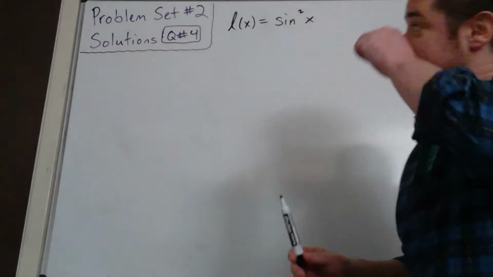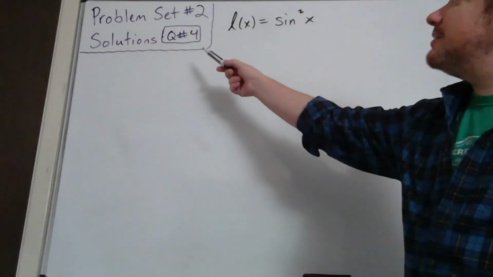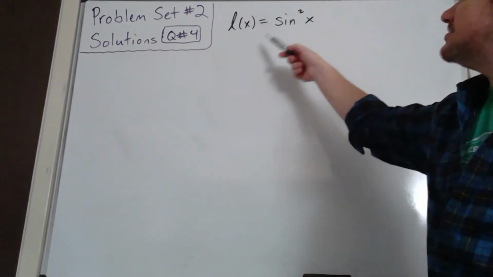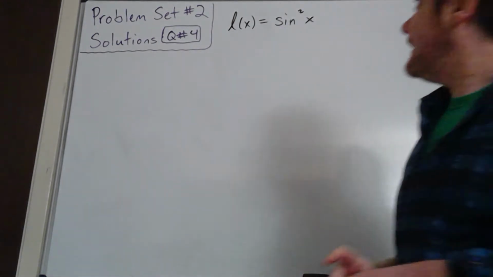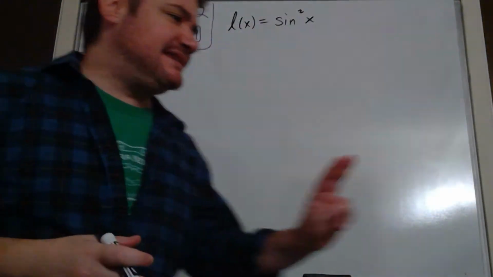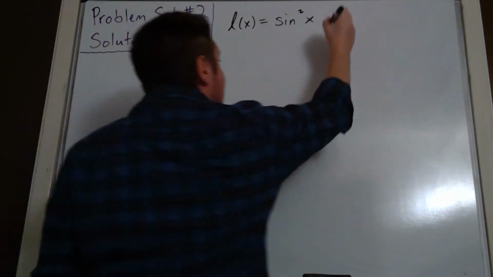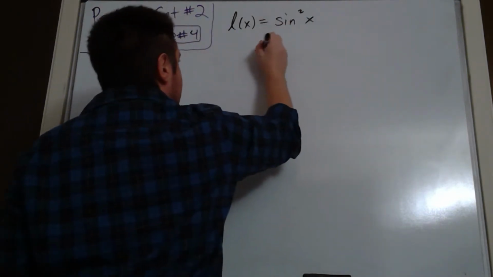Okay, folks, one more solution from problem set 2, question number 4. This is the last function in that question, function L, which is sine squared of x. So let's do this. The hint that I give in the PDF says to write this out as, first of all, let me write something in the middle.